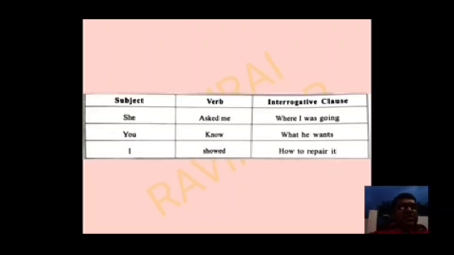If you are given this in the examination, write any three sentences using the given pattern. If he asks like that, we have to write like this: She asked me where I was going. You know what he wants. I showed how to repair it.